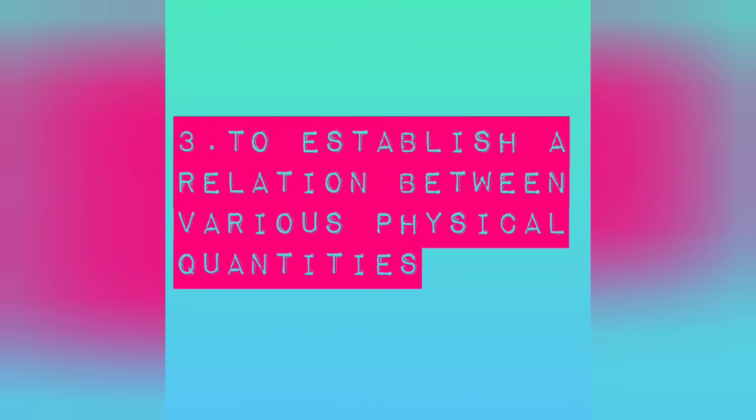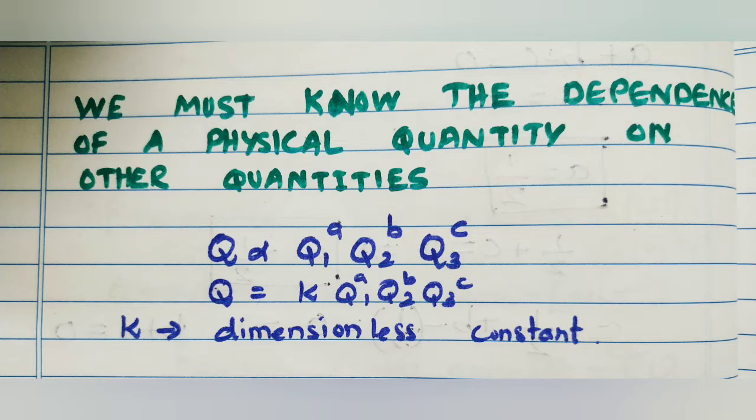And the third one, which we are going to see in this video, is that this method is used to establish relations among various physical quantities. Now let Q be a physical quantity which depends upon the quantities Q1, Q2 and Q3. We know the dependence but we don't know the powers of Q1, Q2 and Q3. That is how these quantities are related to Q. And therefore we can consider the powers of Q1, Q2 and Q3 to be A, B and C.